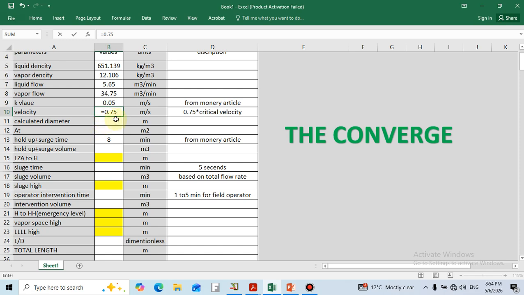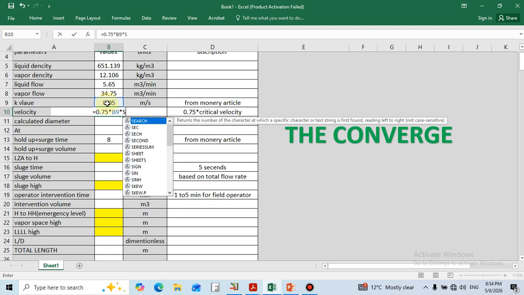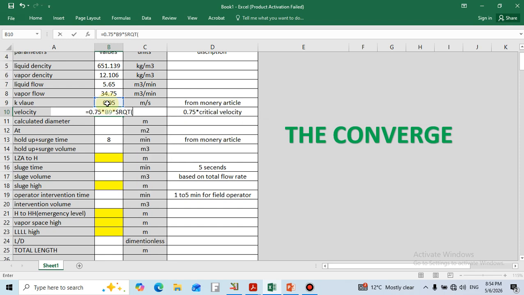0.75, or 75% of this value, which is K times the square root of the difference of liquid density and vapor density per vapor density. Then close the bracket and hit enter. As you can see, we have gained the acceptable velocity within the vertical vessel.